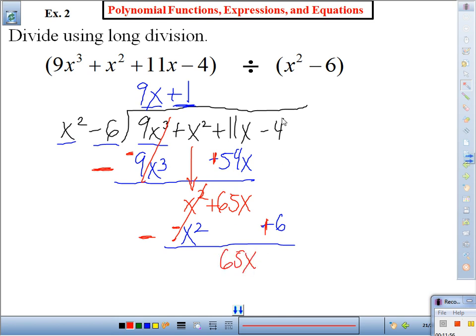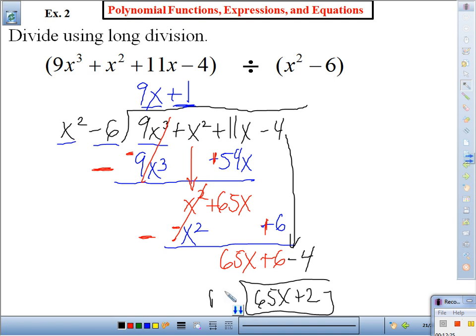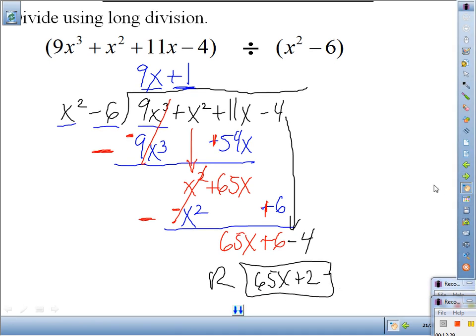I'm left with 65x. Now here I can just do this since they're the same type. So what would be the answer here? 2. However, if I was to follow the process, I bring this down. And lastly, I bring my last term down. You're like, isn't it the same thing, Mr. Good? Yeah, but I'm following the process so you'll think through the entire process. Which leaves me with what? 65x plus 2. This is my remainder.